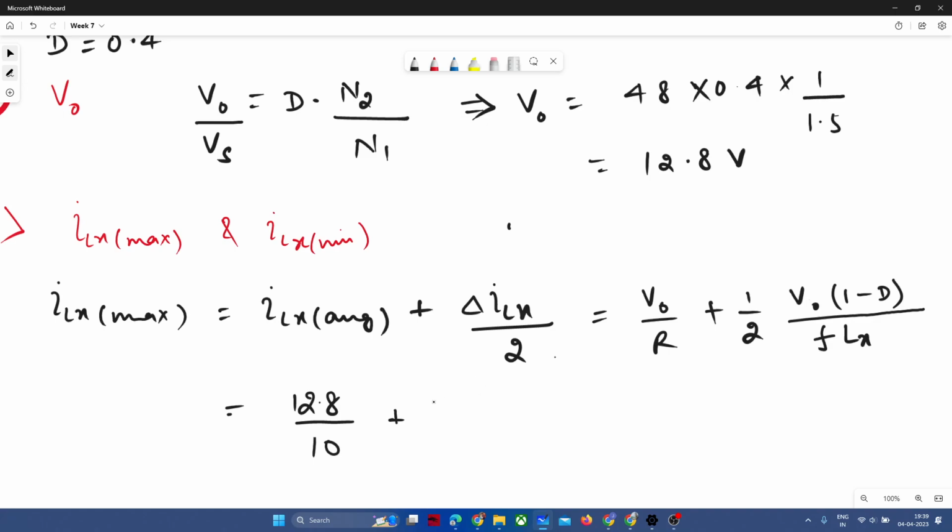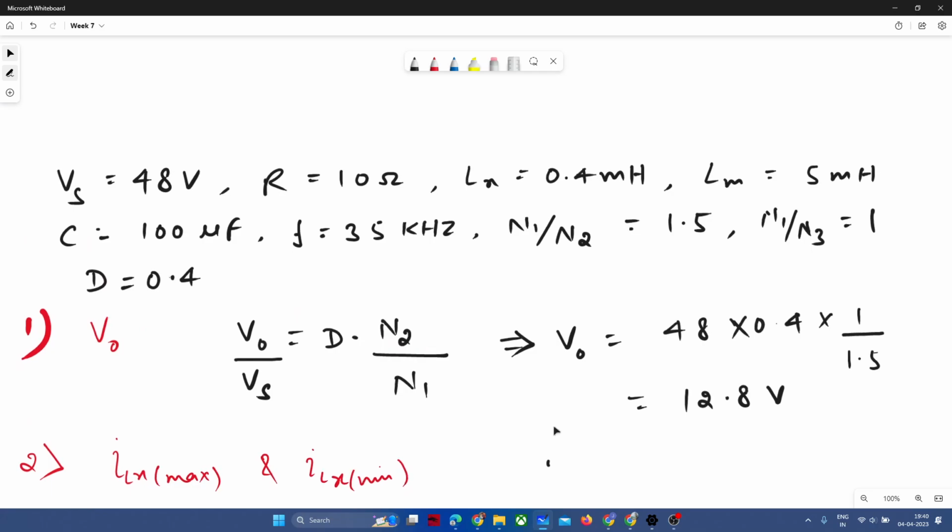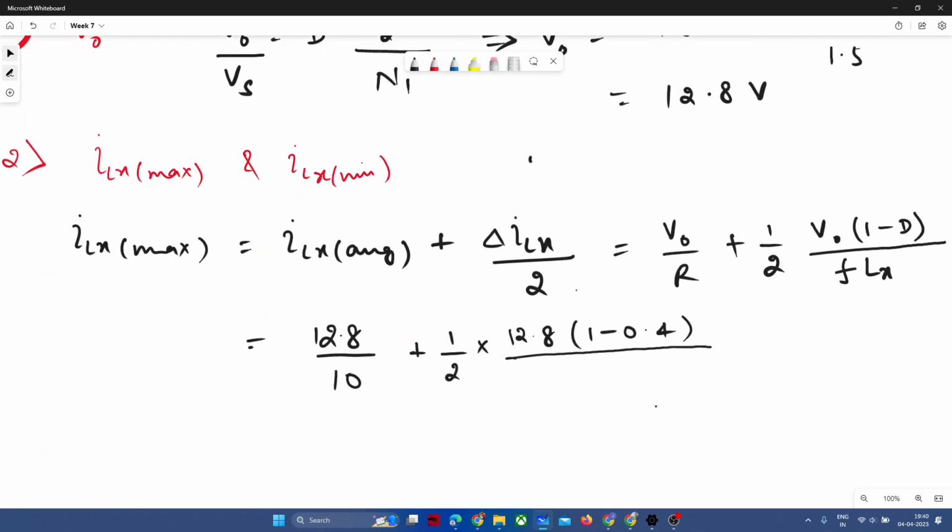Yeah. So I will plug in V naught as 12.8 and D was 0.4, so 1 minus 0.4, divided by frequency and Lx. So the value of f is 35 kilohertz and Lx is 2.4 millihenry. So 35 kilohertz into 2.4 millihenry. So let me solve it. Parallelly, you can also try to solve this value.